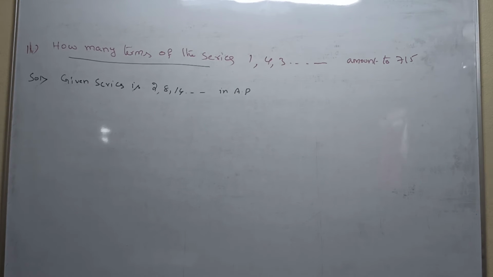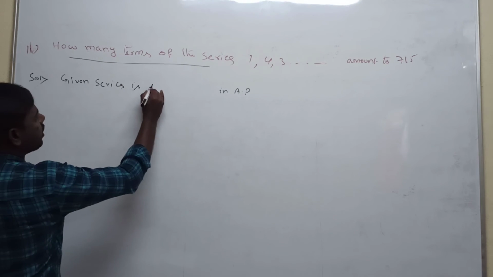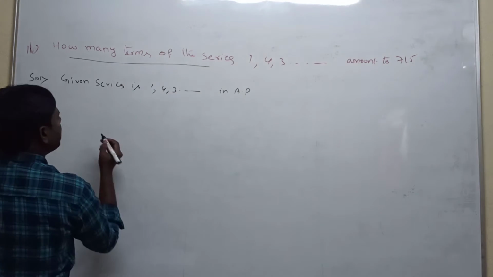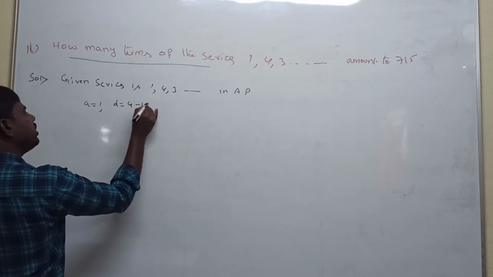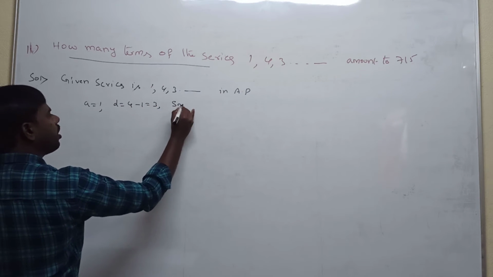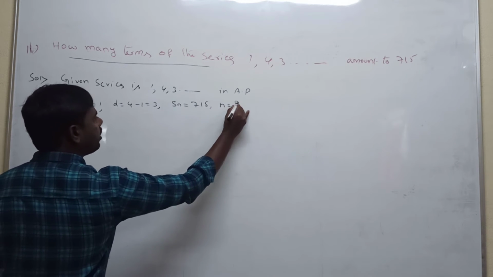So now the given sequence is 1, 4, 7, and so on. What is the first term here? 1. What is the common difference? 4 minus 1 is equal to 3. The sum of the total amount given is 715. We need to find the n value.